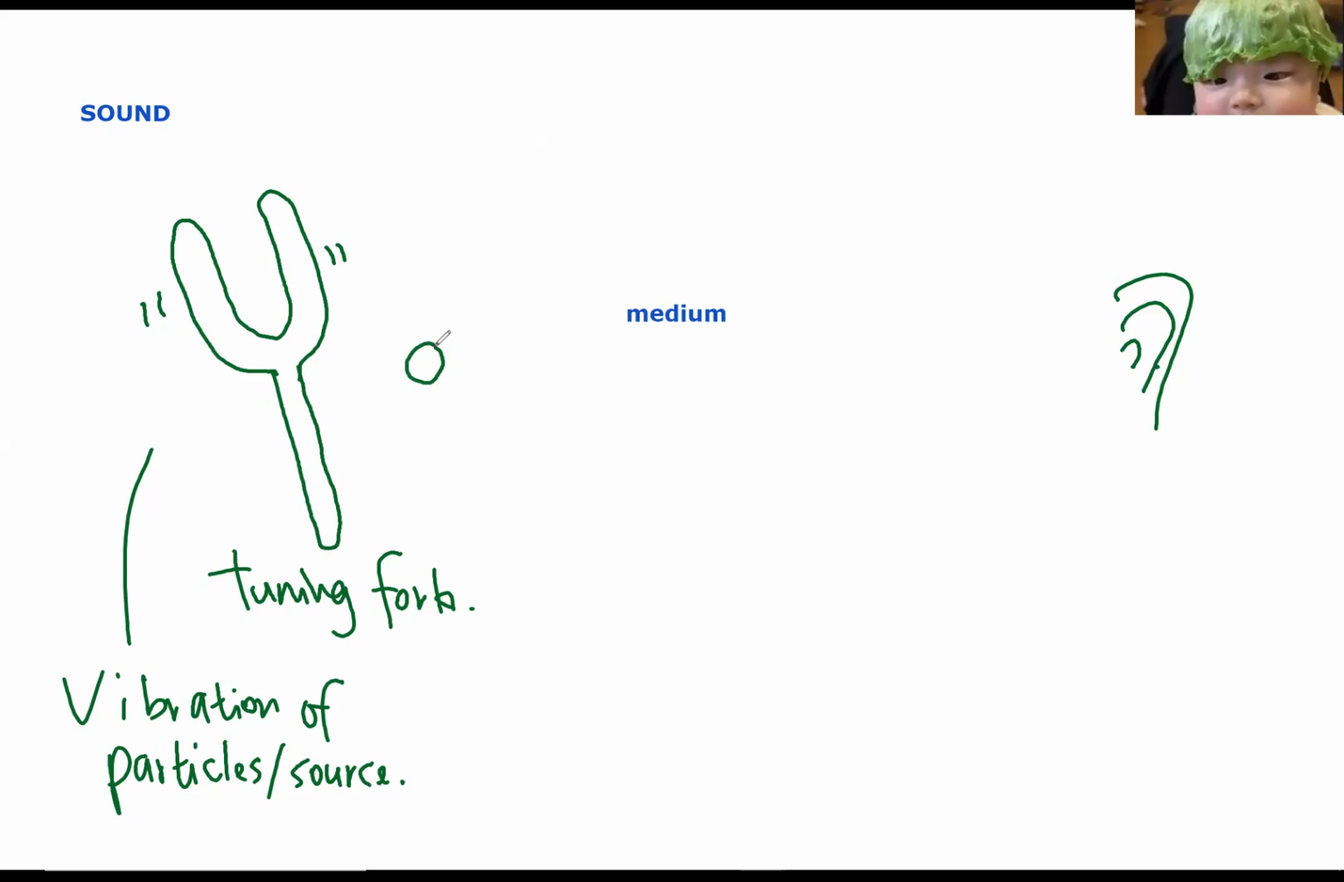Let me draw it out, in blue color, these air particles. Now, how do these air particles help to transmit the sound? First, it starts with the vibration of this tuning fork. If you zoom in on this tuning fork, the particles start to vibrate. As they vibrate, they cause the surrounding air particles to vibrate as well.